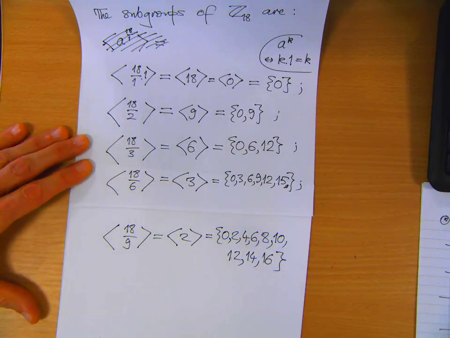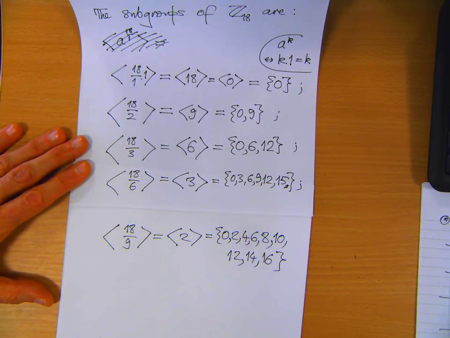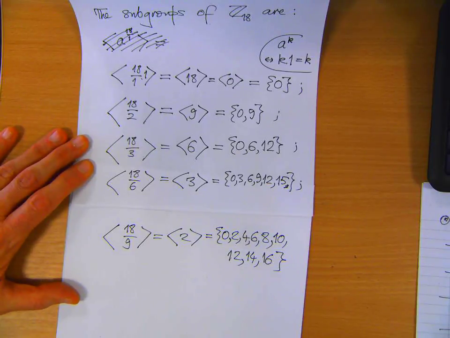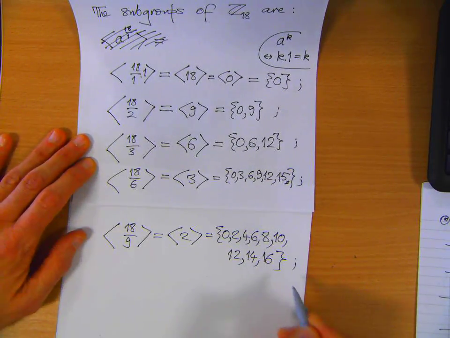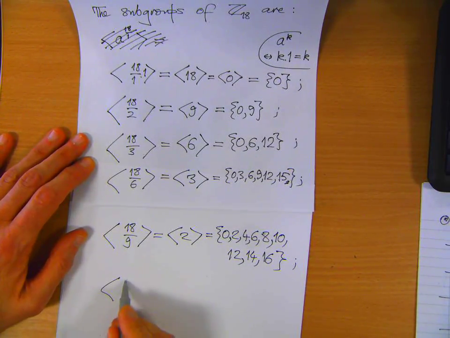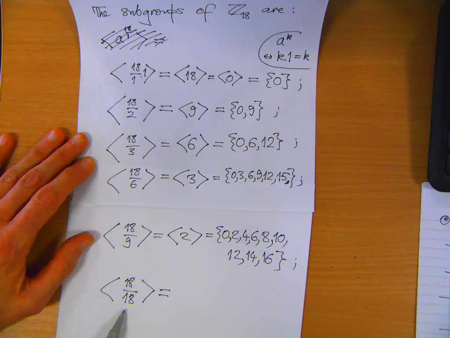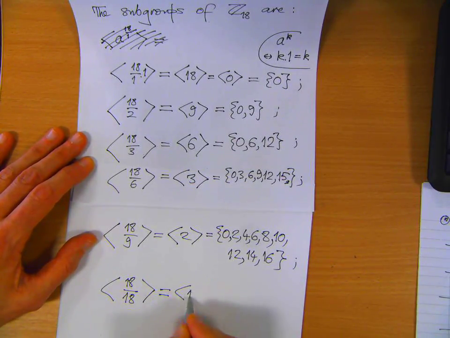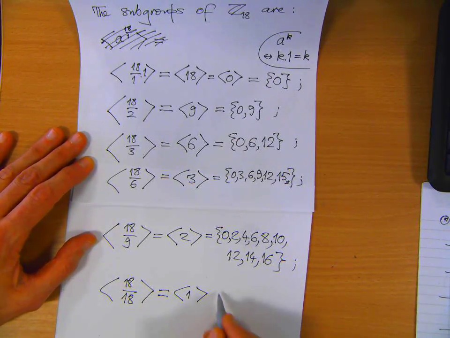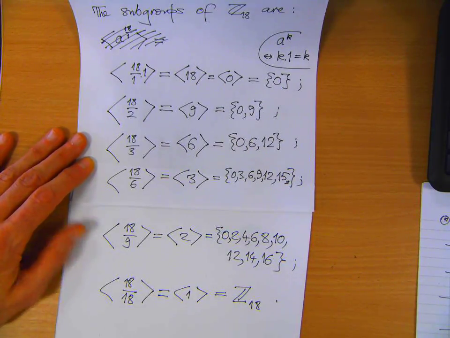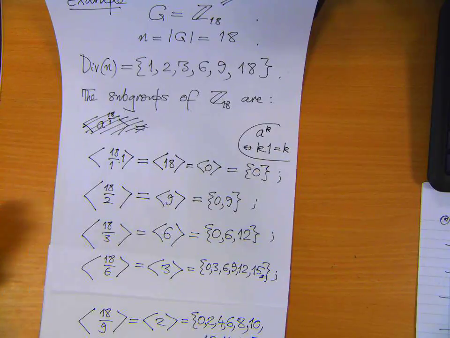So that's isomorphic to integers modulo 9. 2 is a generator, but there will be other generators as well. And finally, our last divisor is 18 itself. So we've got 18 over 18, which is 1. And of course, 1 generates actually the whole group.